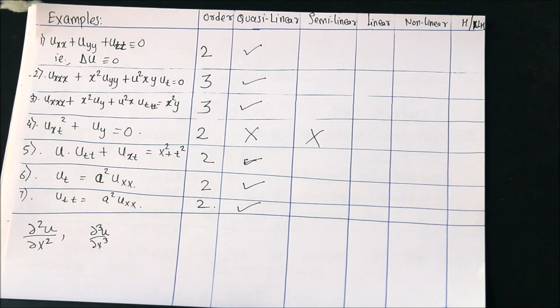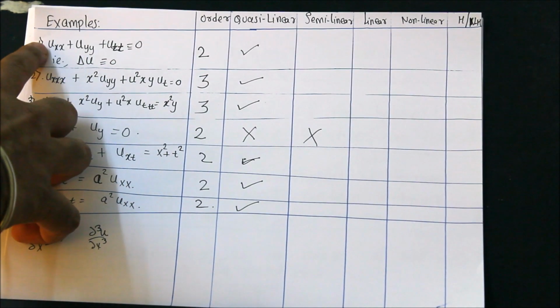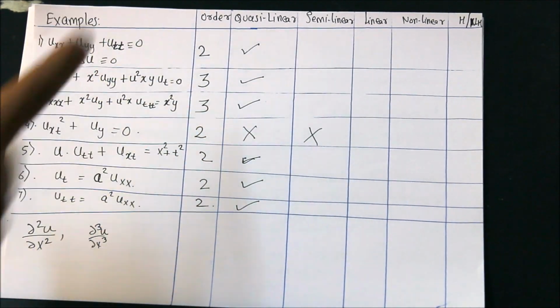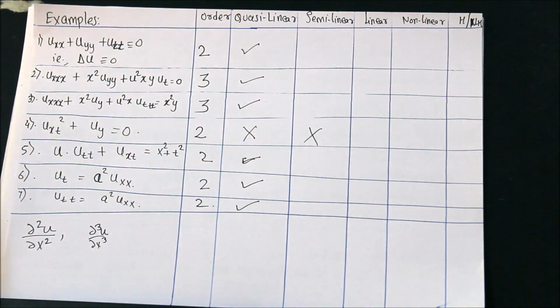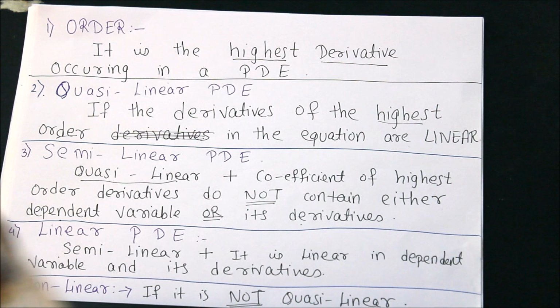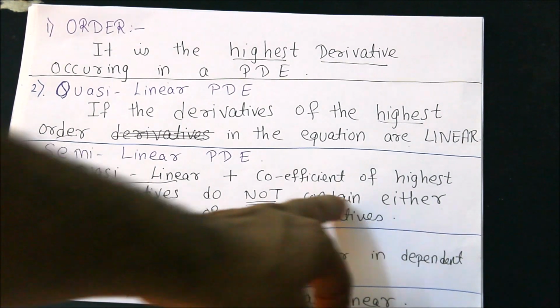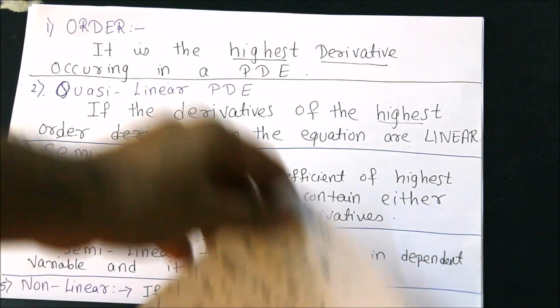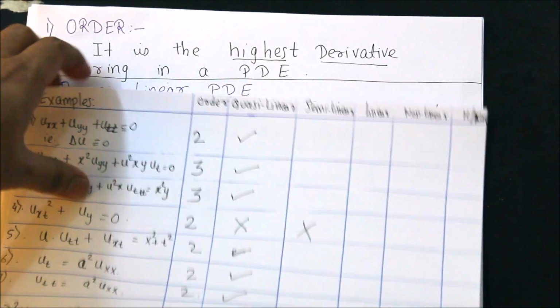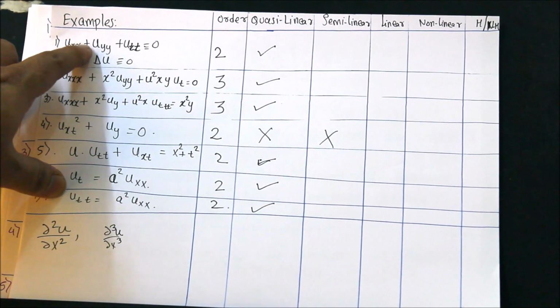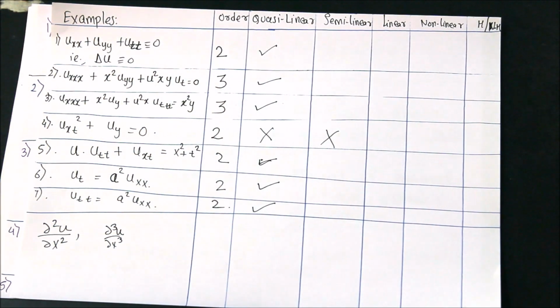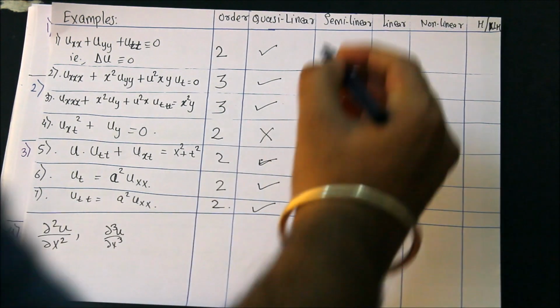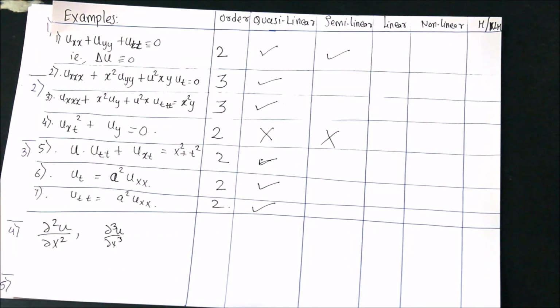First one, is it semi-linear? Yes. Why so? You look at the coefficients of the highest derivative. Here it is 1, here it is 1, here it is 1. That means the coefficients do not contain the dependent variable and its derivative. You can't see the coefficient as u or u squared or something. So this is an example of a semi-linear PDE.